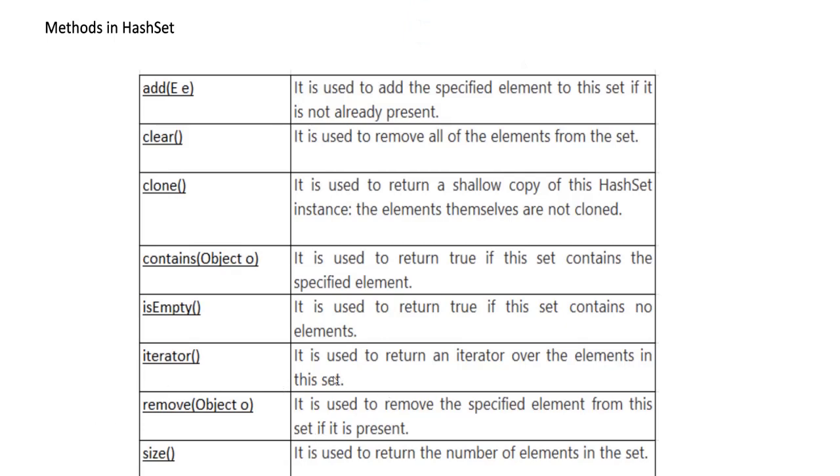Iterator is used to return an iterator over the elements in the set. We have inserted a few elements into the HashSet, and if I want to iterate through all of those elements, I can use the iterator method. Remove is a method used to remove a specific element which is present in the set. And size is a method used to return the number of elements which are present in the set. Let's see practically a few of these methods working.